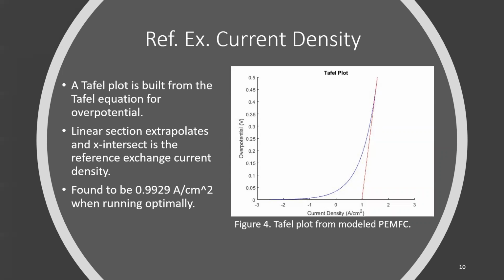So the reference exchange current density is a parameter of importance when solving for our voltage losses in our fuel cell. In order to solve for it, a Tafel plot is built from the Tafel equation for overpotential. Then you take the linear section of this graph and extrapolate that down to the x-axis. Where that line intersects the x-axis is our reference exchange current density, and that is found to be about 0.99 amps per centimeter squared when running at optimal conditions.